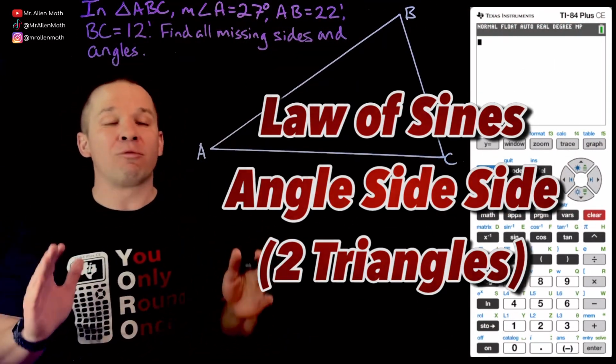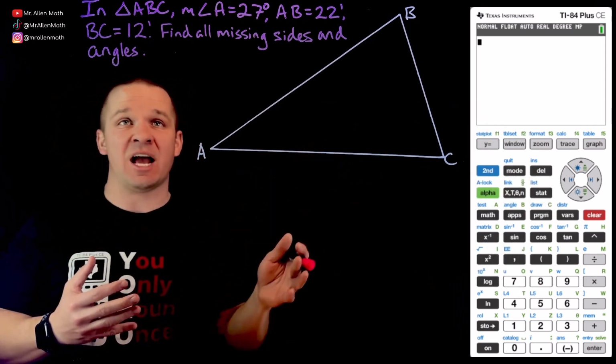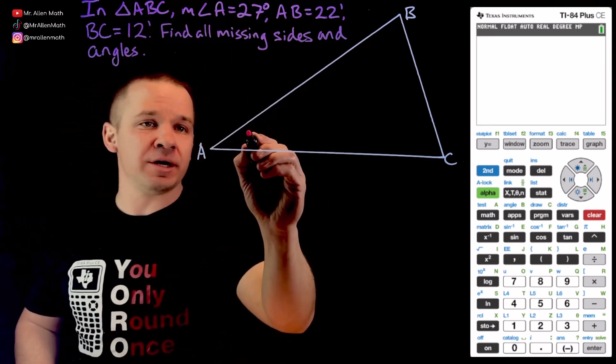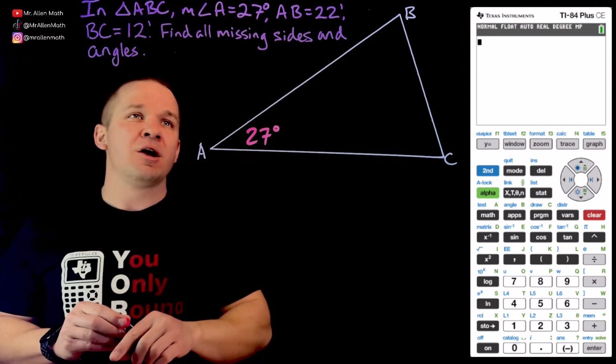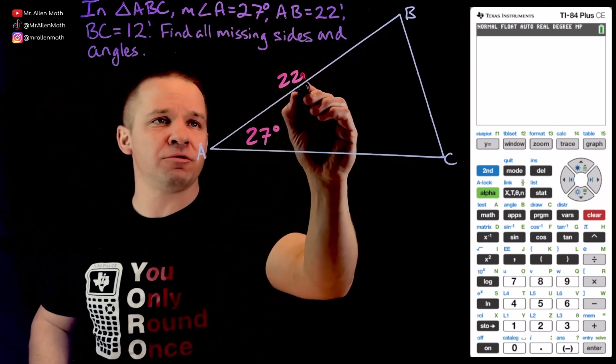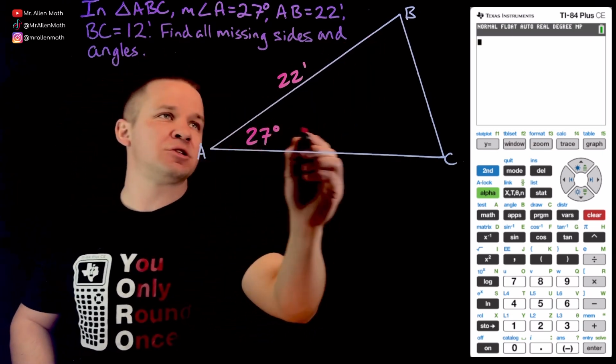So we're going to be using non-right triangle trig to solve triangle ABC, or find all the missing sides and angles. It says in triangle ABC, the measure of angle A is 27 degrees. I'll go ahead and mark that. The length of AB is 22 feet, and the length of BC is 12 feet.